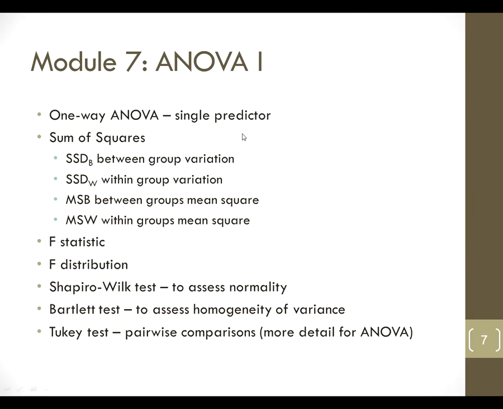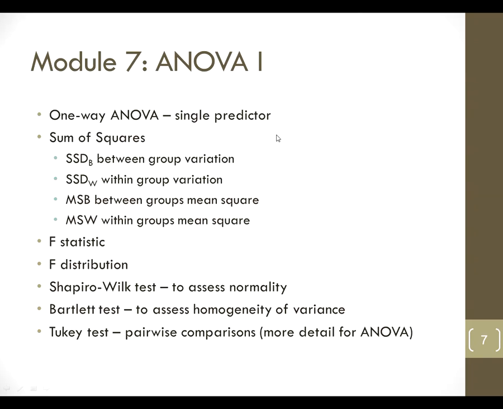In Module 7, we began talking about analysis of variance, specifically a one-way ANOVA where we're focused on the effect of a single predictor on a continuous response. We talked about your sum of squares and how you can calculate the sum of squares between groups, within groups, and then from those calculate the within group and between group mean squared error. Ultimately, from those we calculate our F statistic, and then we compare that to the F distribution to arrive at a p-value for our ANOVA.